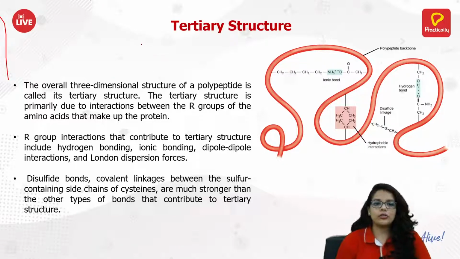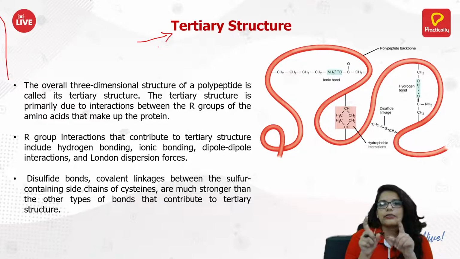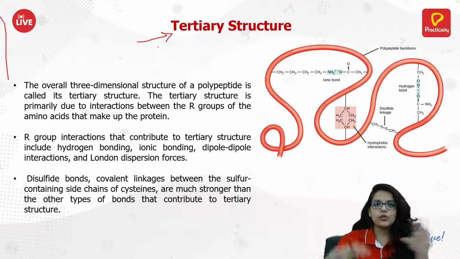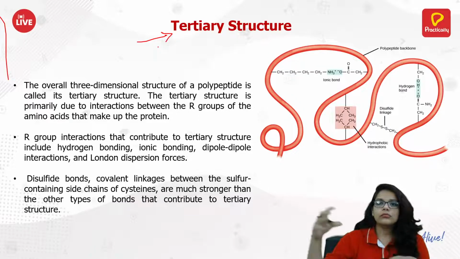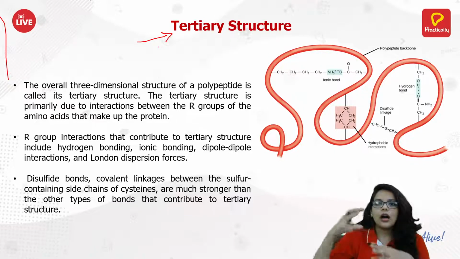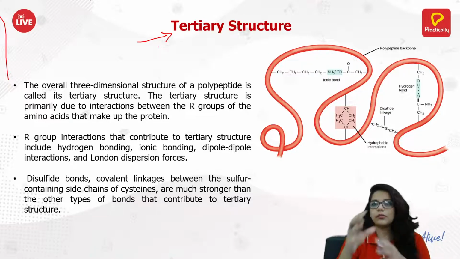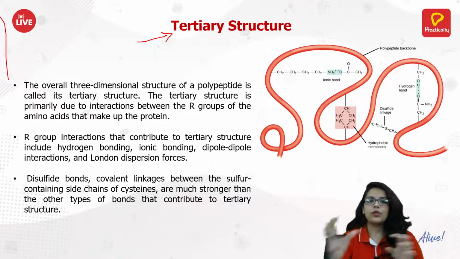Now tertiary structure. Tertiary structure is nothing. Just imagine the primary structure, and then what happens? As I told you, the R groups are always outside. Now you bond the R groups together. Till now we were bonding the amino carboxyl.